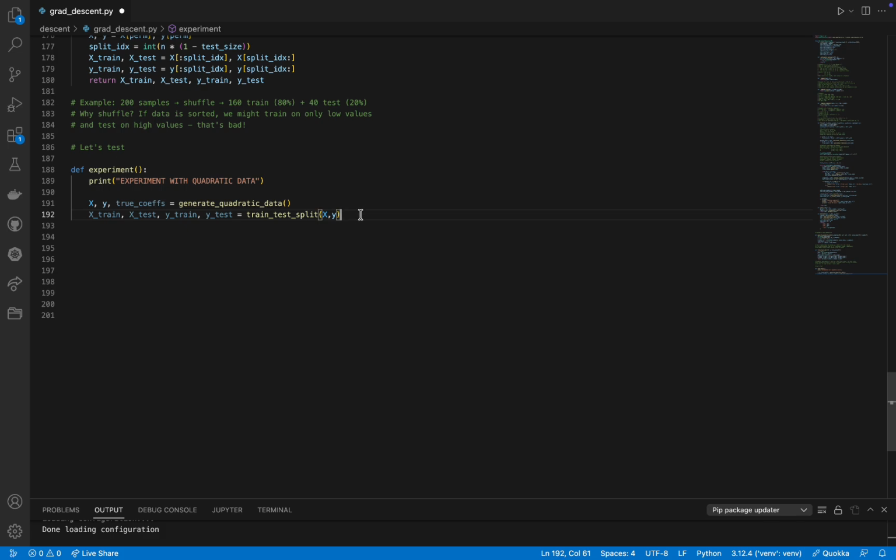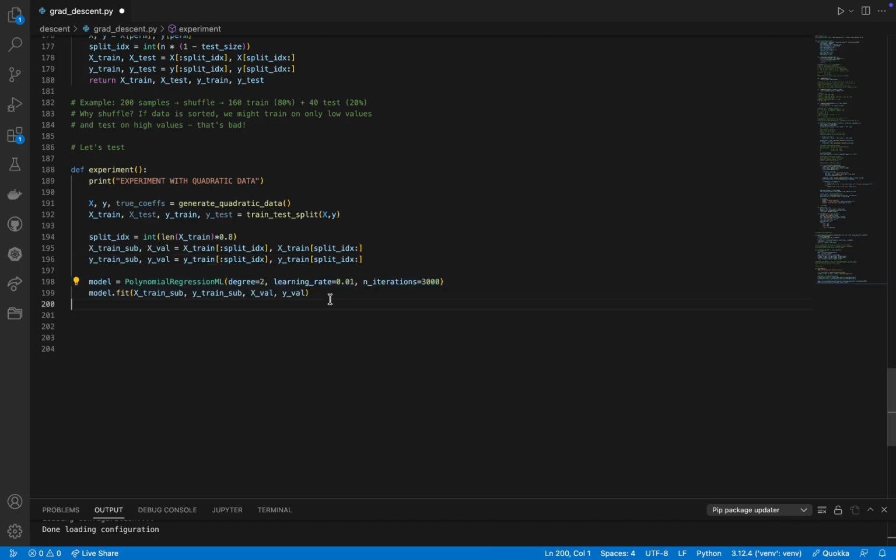But we are not done splitting. We further split the training data to create a validation set. So we take 80% of training data, which is 128 samples for actual training. The remaining 32 samples becomes our validation set. So our final split is 128 samples for training, 32 samples for validation, and 40 samples for testing. This is a common pattern in machine learning.